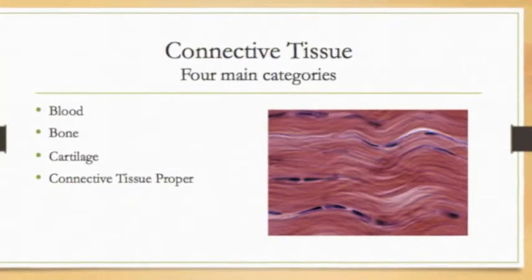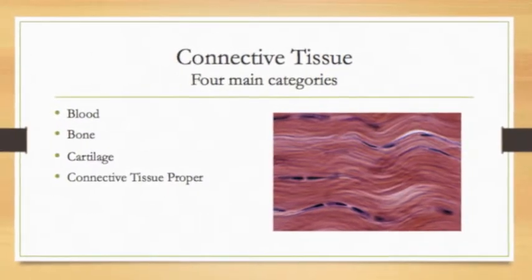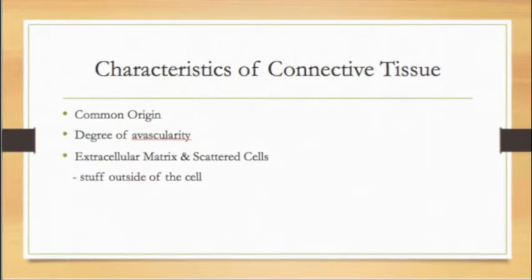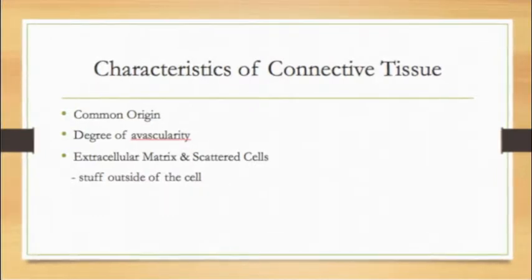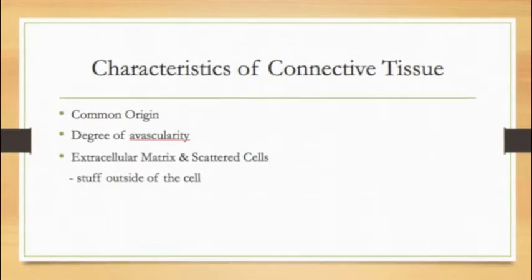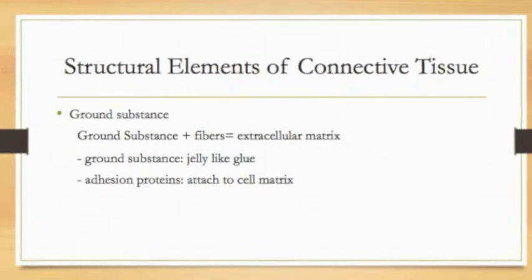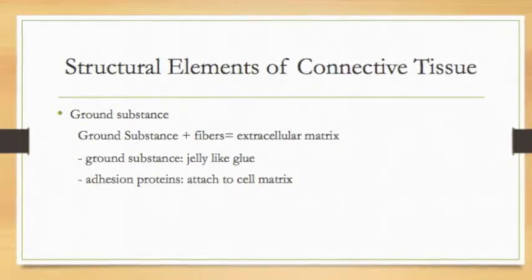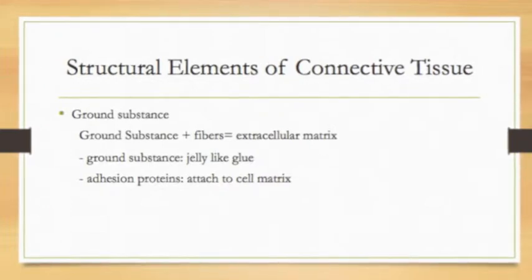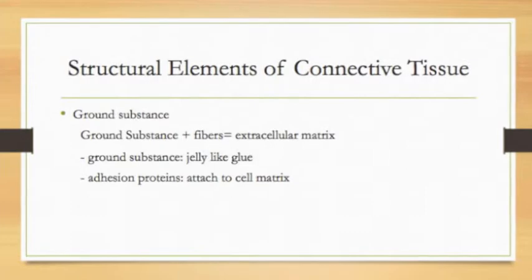There are four main categories of connective tissue: blood, bone, cartilage, and connective tissue proper. Characteristics of connective tissue: a common origin, degree of avascularity, extracellular matrix, and scattered cells, which is the stuff outside of the cell. Ground substance plus fibers equals extracellular matrix. Ground substance is the jelly-like glue and adhesion proteins attached to the cell matrix.